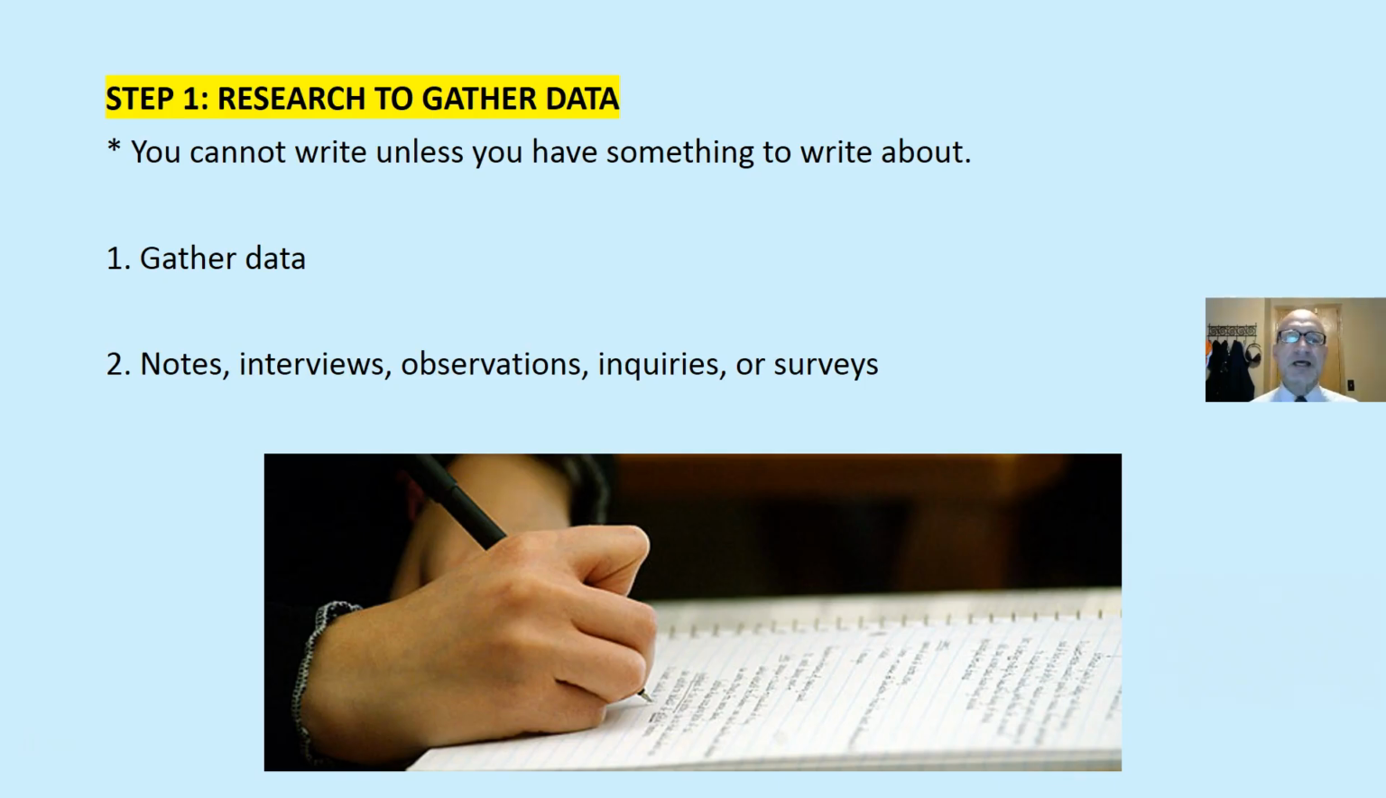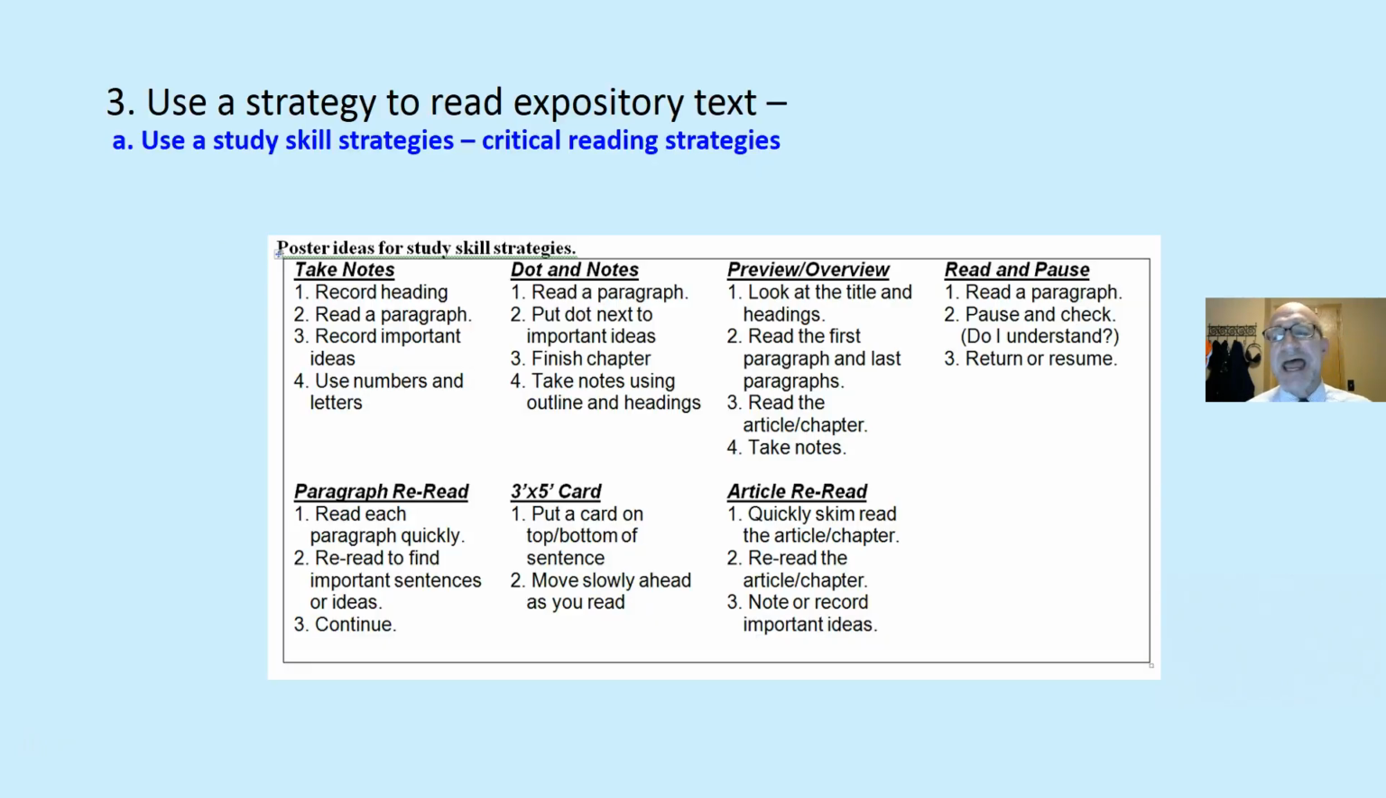Step 1. Gather data. You cannot write unless you have something to write about. This means taking notes, interviews, observations, inquiries, or surveys, but you're getting data. Or it usually means looking at journals or academic books. Now, if you are reading to get data, reading journals or academic books, you need to use a study skill strategy to read expository text. And here are some of them.